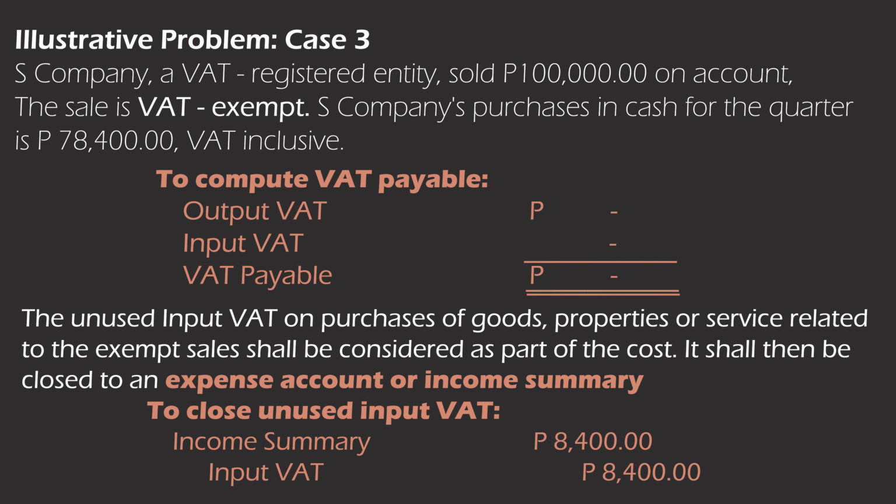Now, take note, the unused input VAT on purchases of goods, properties, or services related to the exempt sales shall be considered as part of the cost. It shall then be closed to an expense account or income summary. So to close unused input VAT, debit income summary, and then credit input VAT 8,400.